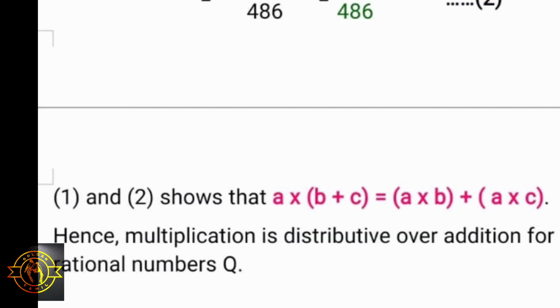Now look at the first equation and second equation. What can we understand? Yes, it shows that a into b plus c, which is equal to a into b plus a into c. Hence, multiplication is distributive over addition for rational numbers.